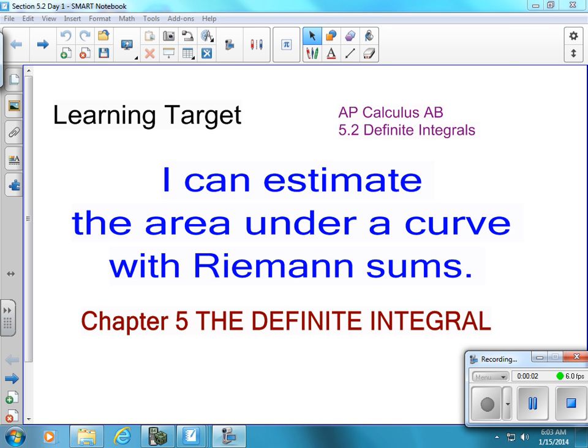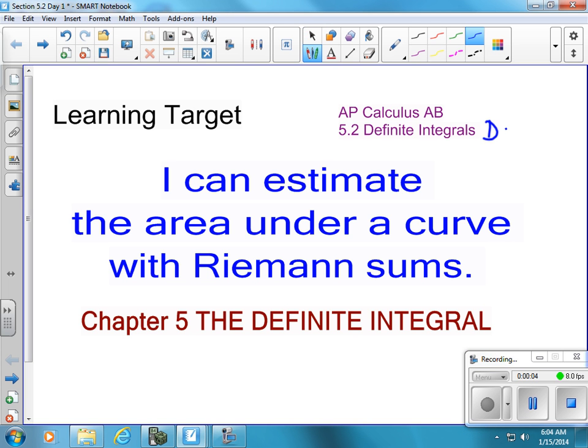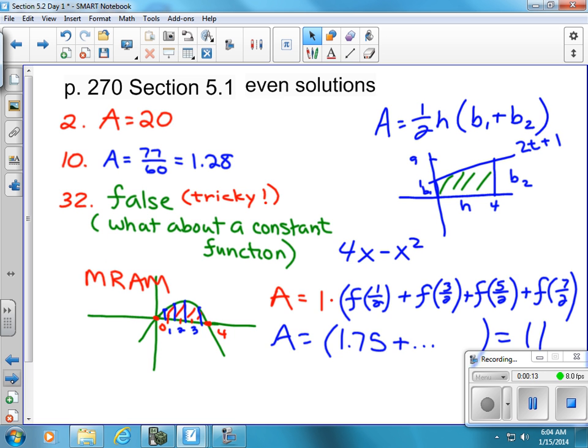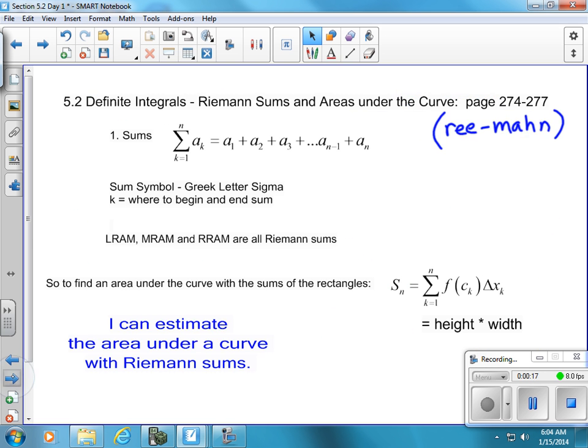Today we're doing section 5.2, day 1, and it is all about estimating the area under a curve with Riemann sums, which is really what we were doing yesterday by making rectangles. These are some answers. Okay, definite integrals are Riemann sums with areas under the curve.